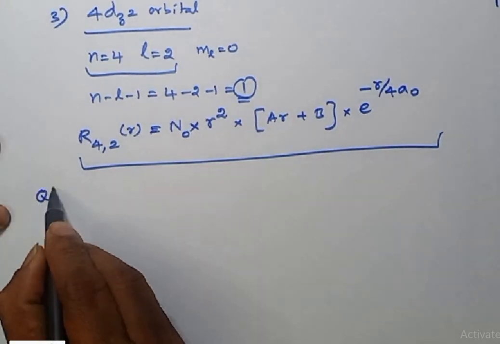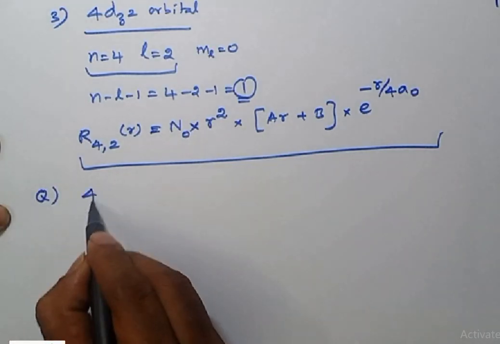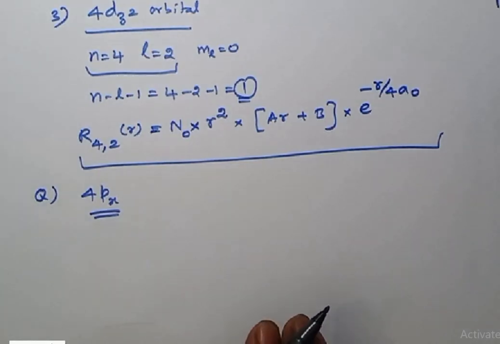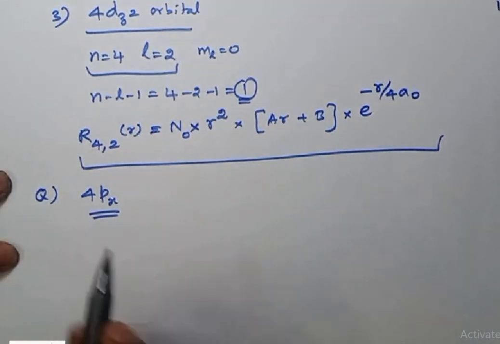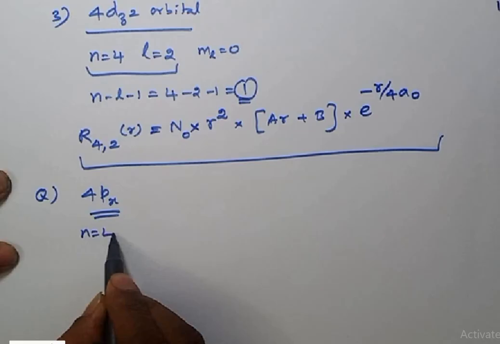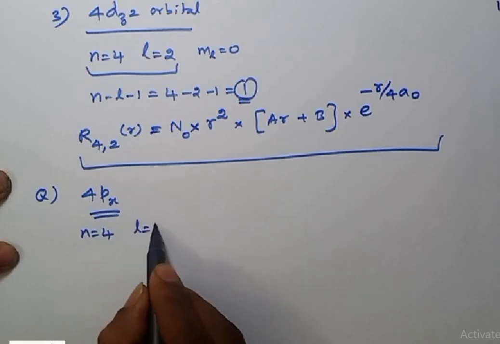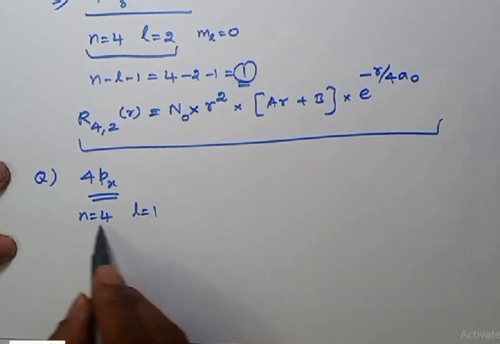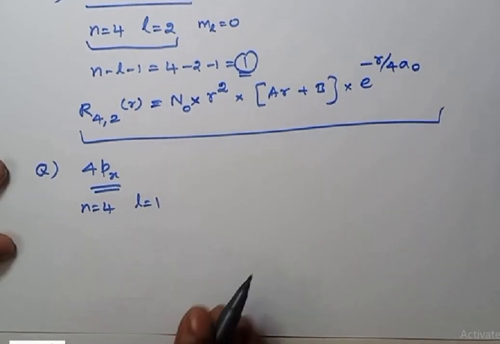Write the radial part of the wave function for this 4p_x orbital. Try to write this. So how to write the radial part? Listen, n value is 4. For a p orbital, l value is 1. Don't worry about m_l. For the radial part, we need only these two quantum numbers.